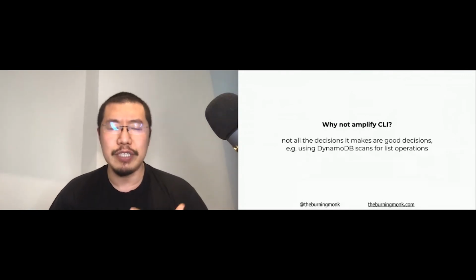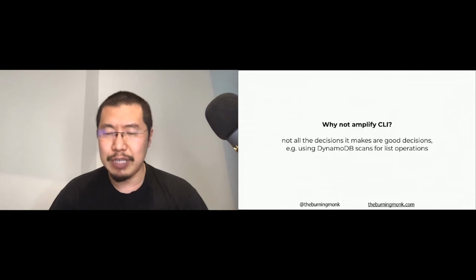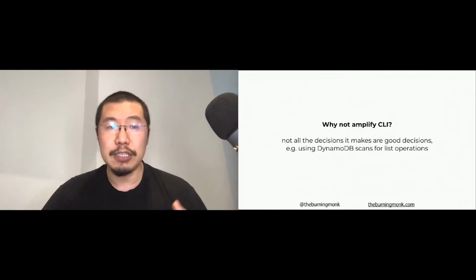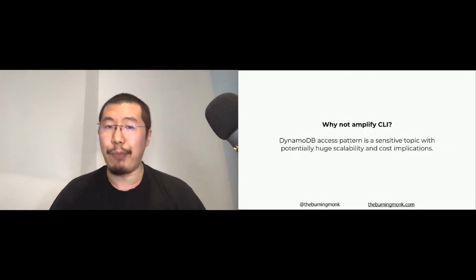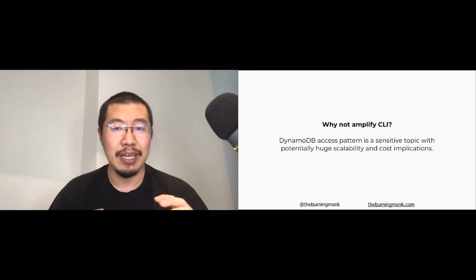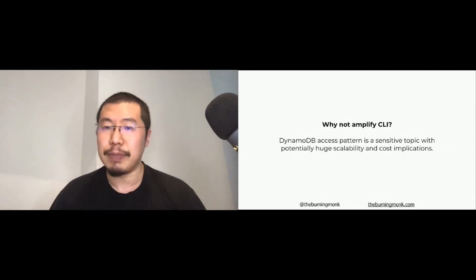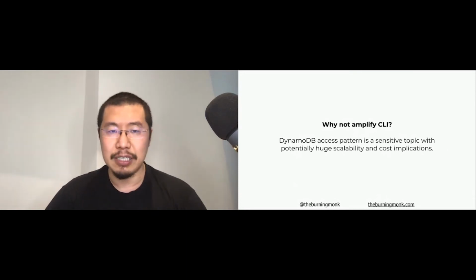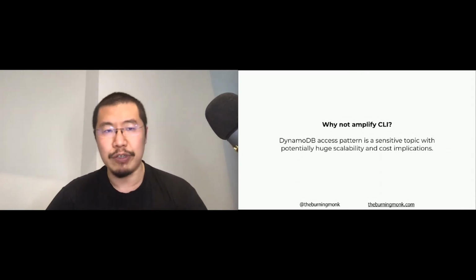But I don't agree with some of the decisions that it takes. For example, it defaults to using scan for list operations. And in this particular case, the DynamoDB schema and the access patterns are quite important here, with potentially huge scalability and cost implications. So I want to have tighter controls around that, and I need to understand my access patterns pretty intimately and how I configure my resolvers.